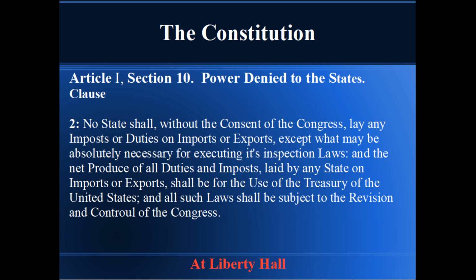No state shall, without the consent of the Congress, lay any imposts or duties on imports or exports, except what may be absolutely necessary for executing its inspection laws, and the net produce of all duties and imposts laid by any state on imports or exports shall be for the use of the Treasury of the United States, and all such laws shall be subject to the revision and control of the Congress.